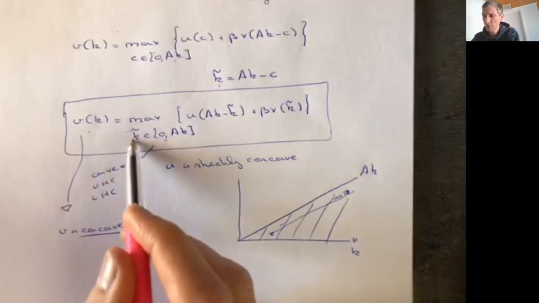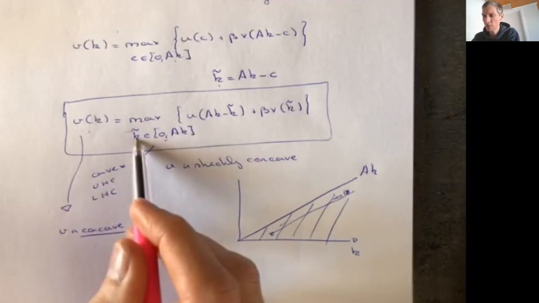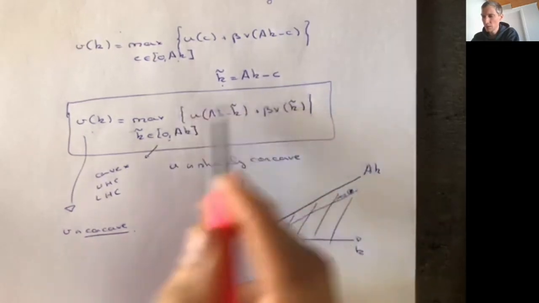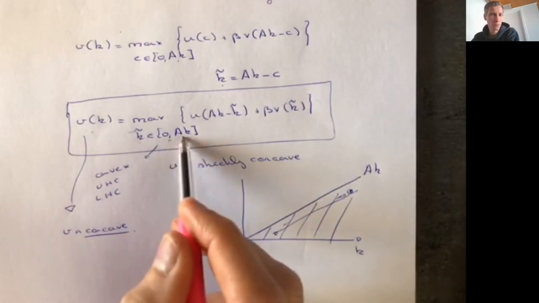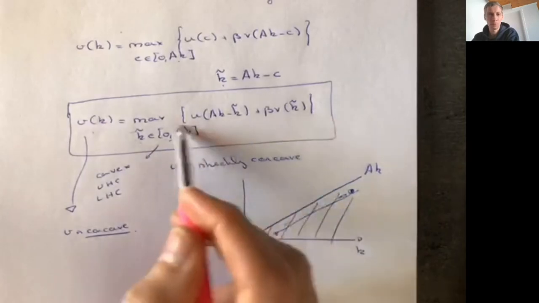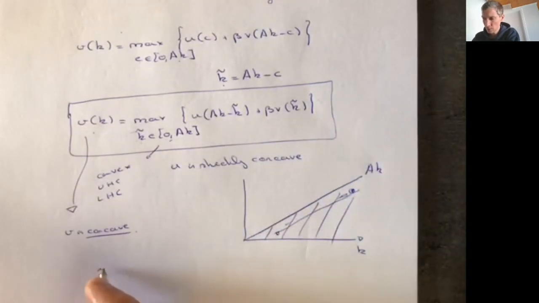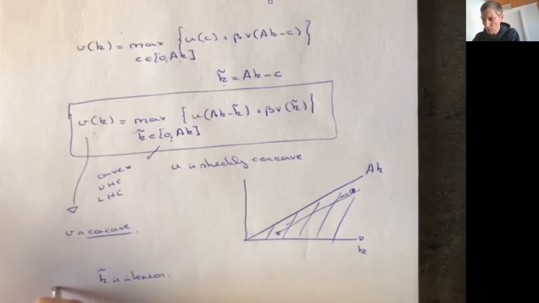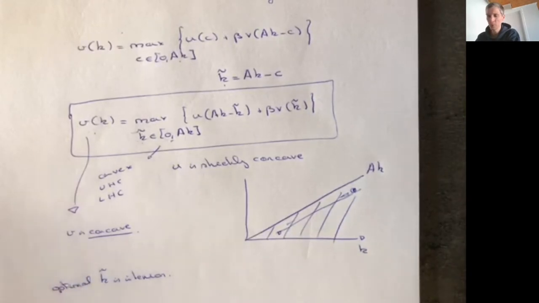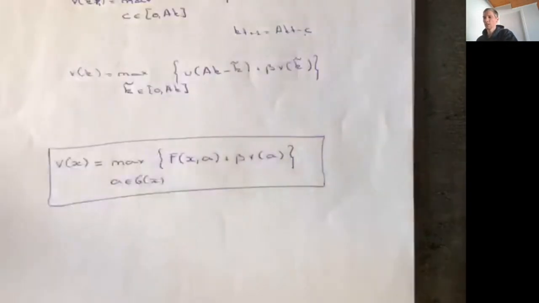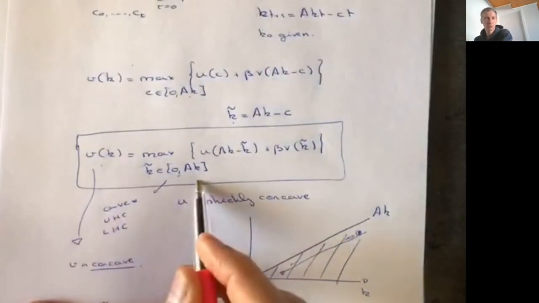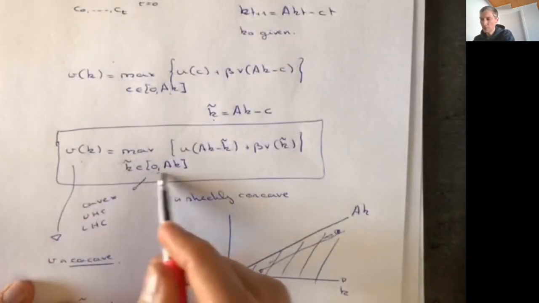Now, in order for this V to be differentiable, there's a couple of things that need to be satisfied. The first thing is that the maximum here will be reached at the point k tilde strictly between 0 and ak. Okay, so I cannot hit the 0 or the upper limit when I'm computing this maximum. So the optimal k tilde has to be an interior point. And I think that's the biggest restriction of this framework. So if k tilde is really interior, then basically this constraint is not binding, so I can omit it from the problem. Okay.